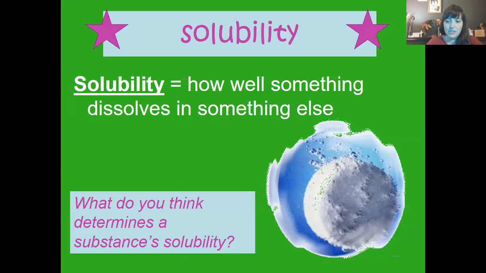why is it more soluble in some things than others? Solubility is what we're talking about today. Solubility is how well something dissolves in something else. So what do you think determines that? Why would something be really soluble in acetone but not soluble in water?